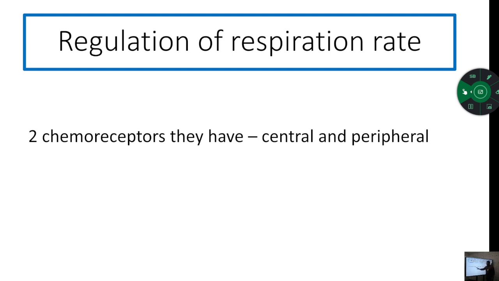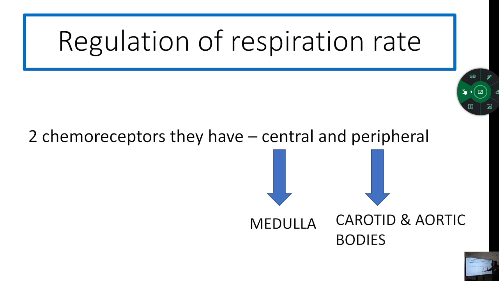Now, to understand this, you should understand that there are two chemoreceptors in our body. From the name itself, chemoreceptors are receptors which can sense any change in the chemical nature of the body fluid. By chemical nature, I mean the pH of the body fluid. These receptors are found in the central and peripheral areas, known as central chemoreceptors and peripheral chemoreceptors. Central chemoreceptors are usually found in the medulla of the brain. Peripheral chemoreceptors are located around the carotid and aortic arches.